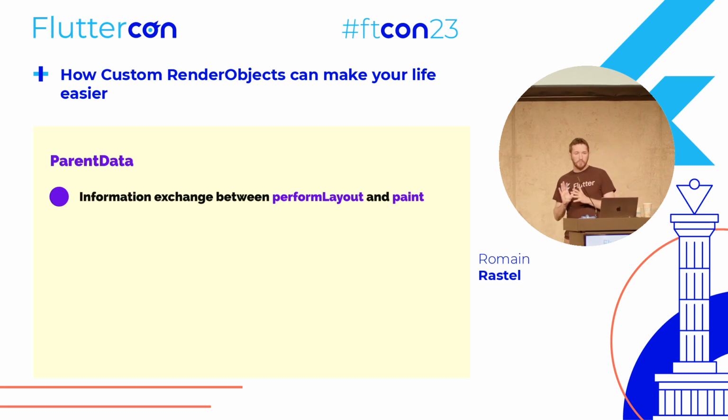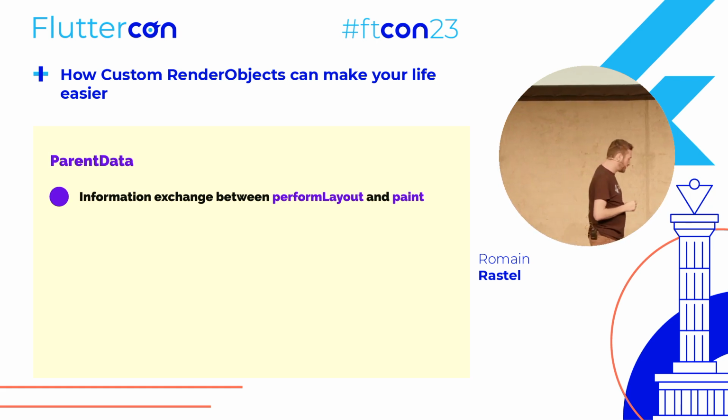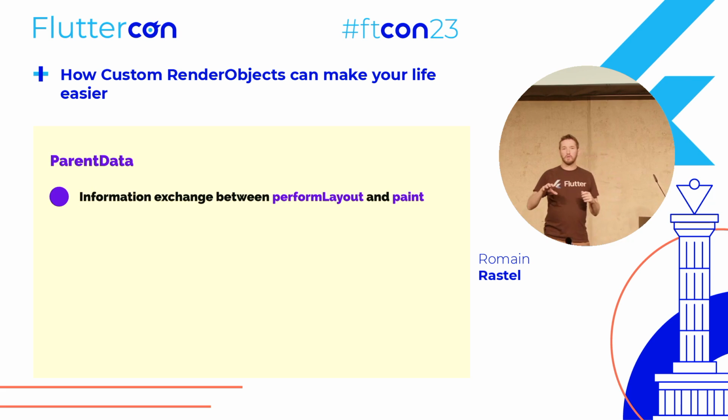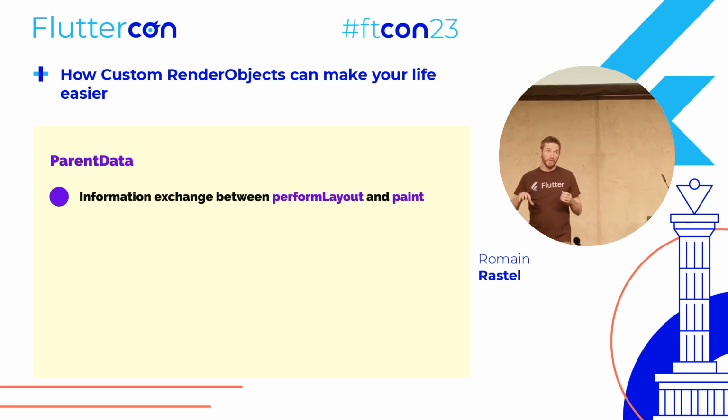Let's talk a little about parent data. Parent data is a property of the render object, and it's mainly used by the parent of your render object to store some information you will use after the perform layout method. For example, if we have multiple children and we want to position them at different places, we want to store the offset of the top left of our children in that property.